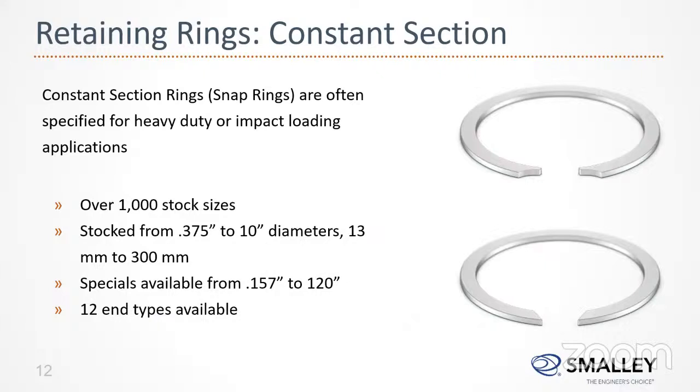We also offer constant section rings. It's for heavy duty, high impact applications. We can select constant section. It's also available in 60 plus different alloys, from 3.5 mm body up to 3000 mm body.